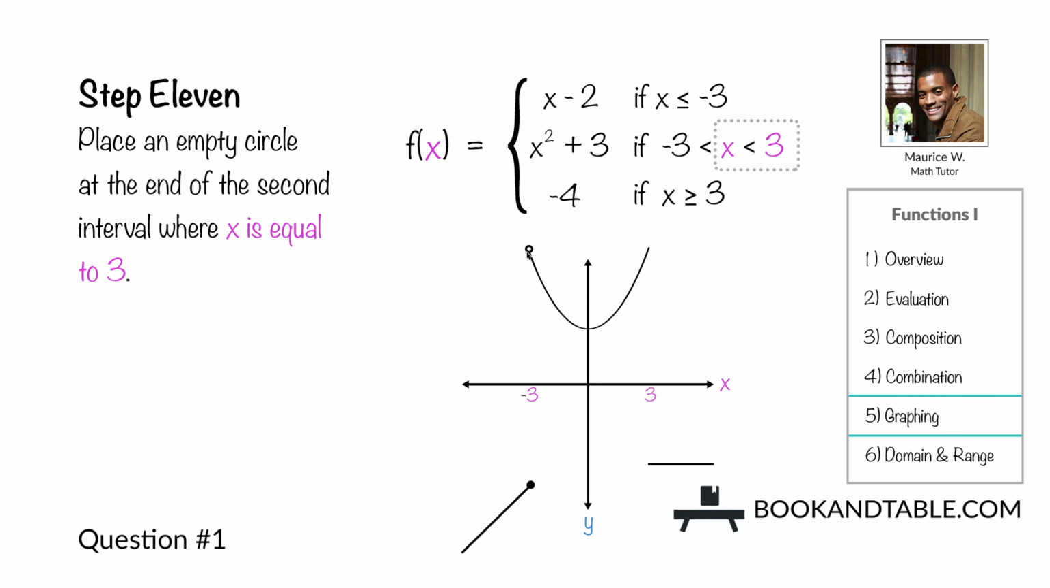And now step 11, place an empty circle at the end of the second interval where x is equal to 3. It is empty since x is less than 3 but is not equal to 3, so that number is not included in the second interval.